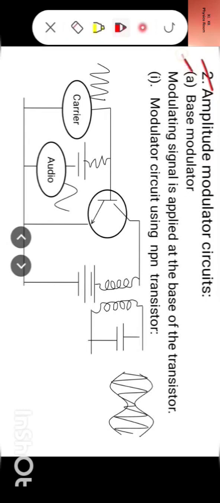Now, what is base modulator? Modulating signal is applied at the base of the transistor as shown in the diagram. This is modulating signal which is applied at the base of the transistor. So, we call it as base modulator. Now, we study about base modulator circuit in the first step. Now, modulator circuit using NPN transistor, so far as base modulator is concerned, is shown here.